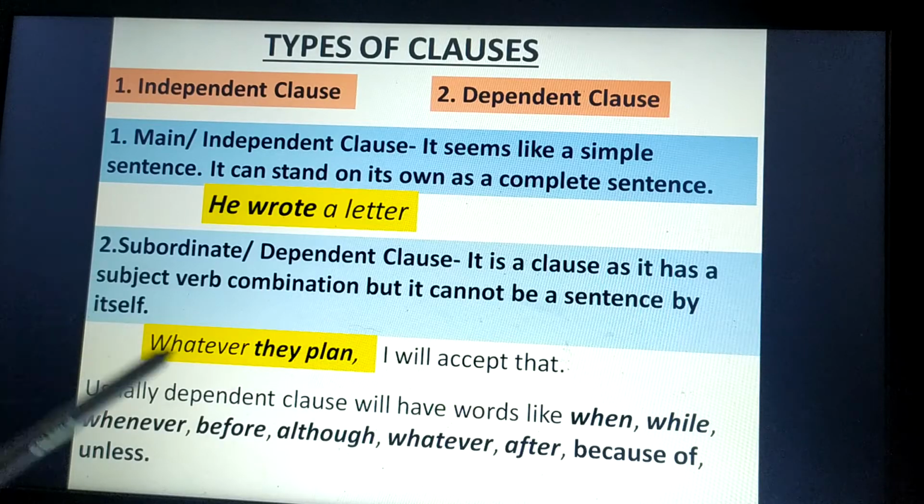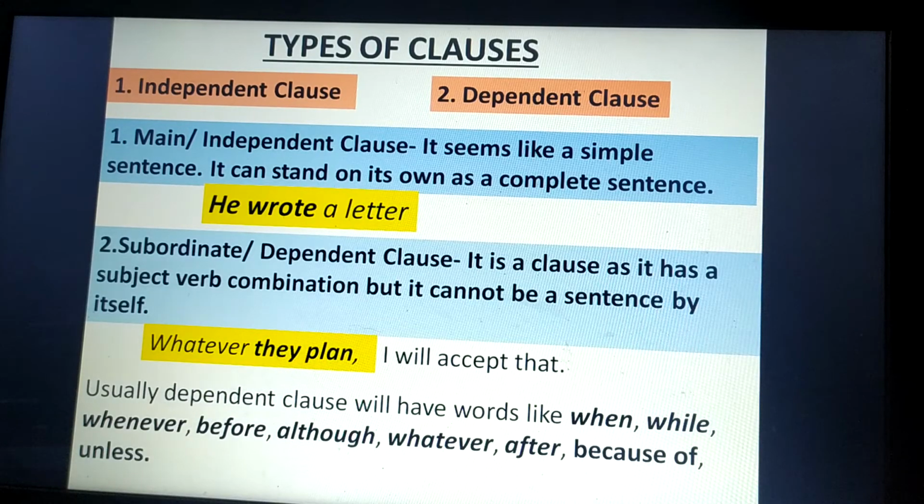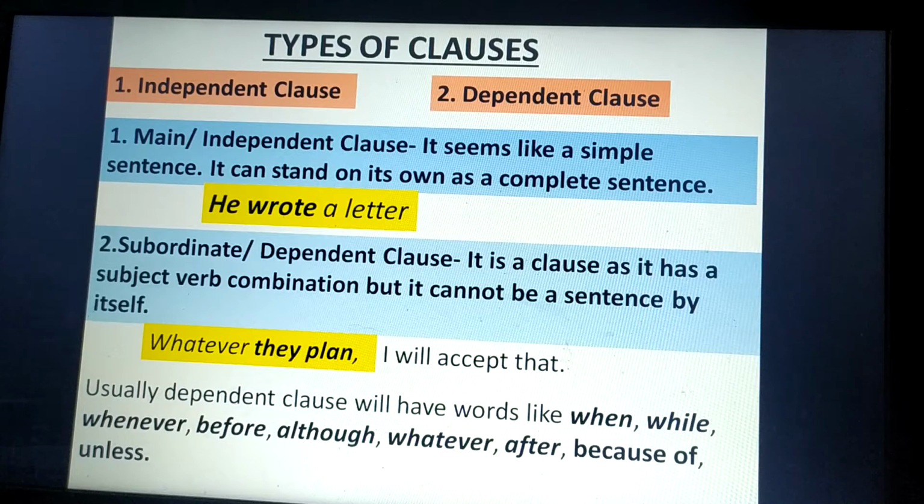So here, whatever they plan, you can see that whatever they plan is a dependent clause because it has a subject they and verb plan, right? We can say that it's a dependent clause because it is not a complete sentence. When I say whatever they plan, you will ask, then what? So here the sentence is incomplete. This is a dependent clause.